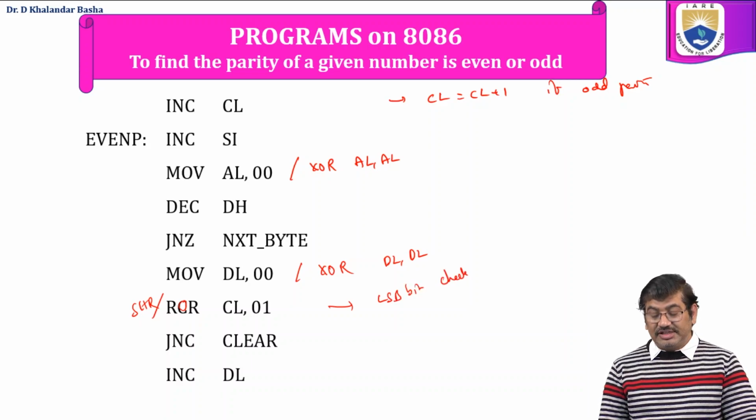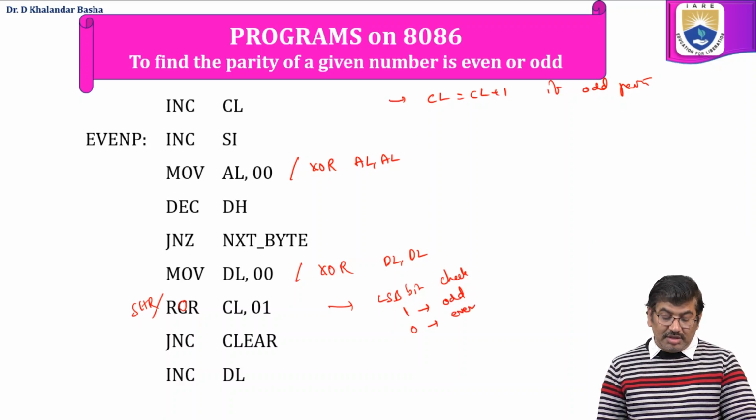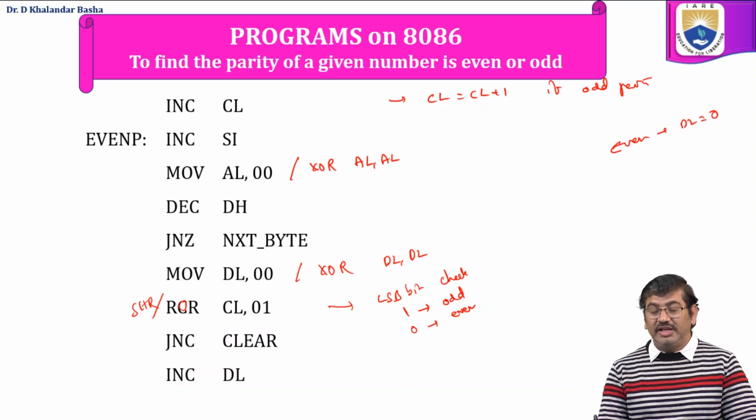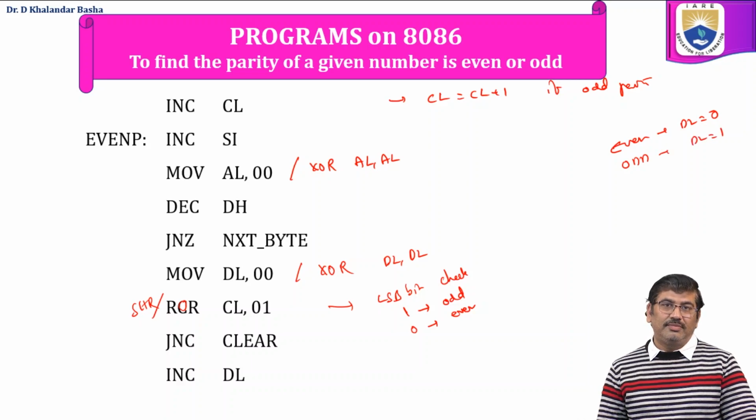Why we need to check the LSB bit is, if the LSB bit is equivalent to 1, it indicates an odd parity. If it is equivalent to 0, it indicates an even parity. So jump on no carry. If no carry is there, then you go for clearing, because already we have cleared the DL register. As per the problem statement, if it is an even count, we have to load DL with 0. If it is an odd count, DL we have to place with 1.